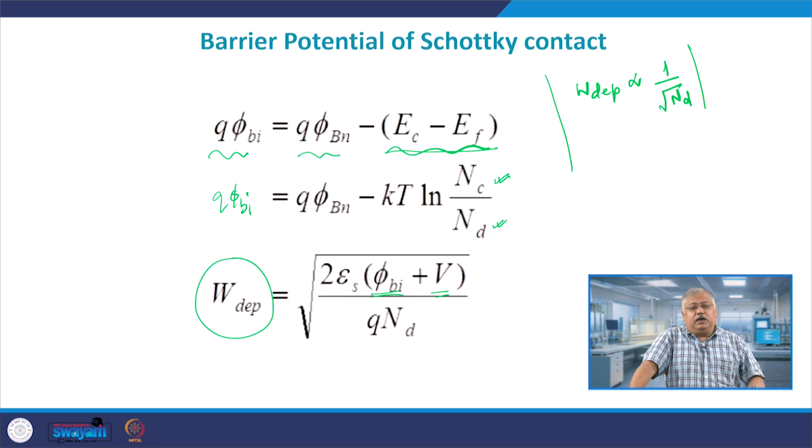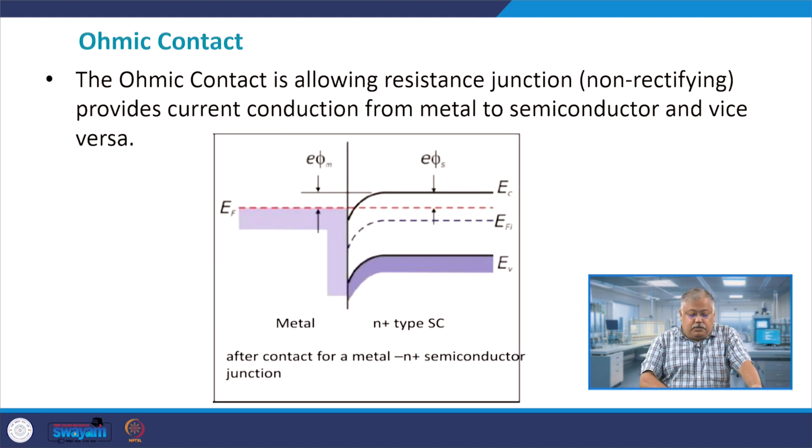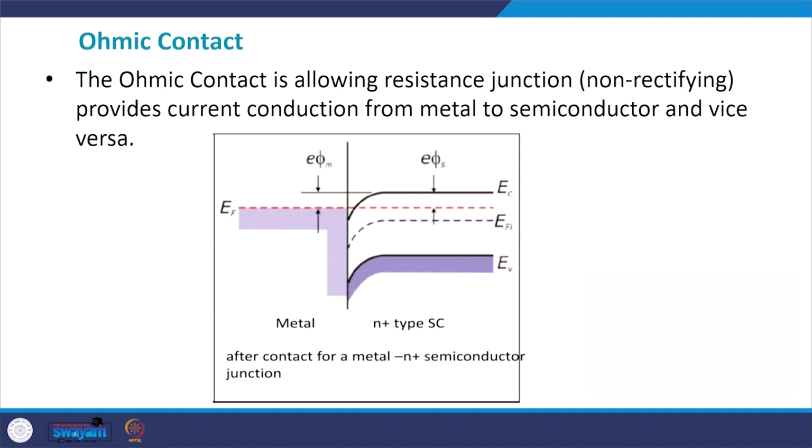If you want to make your depletion width small, one way is to reduce your V built-in, but that is not possible because the type of metal which you choose is already predefined. Therefore, try to make your doping concentration high on the semiconductor side to make your depletion width smaller, though that has some adverse effect on the device characteristics. Let me come to the ohmic contact now, which, as I told you, allows current to flow from metal to semiconductor and vice versa very easily.